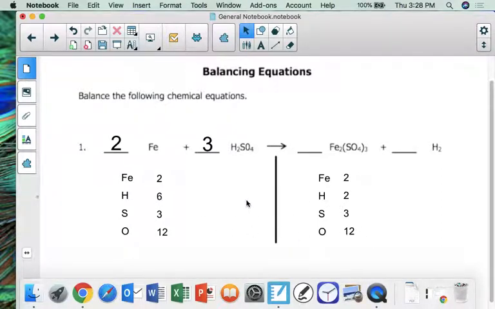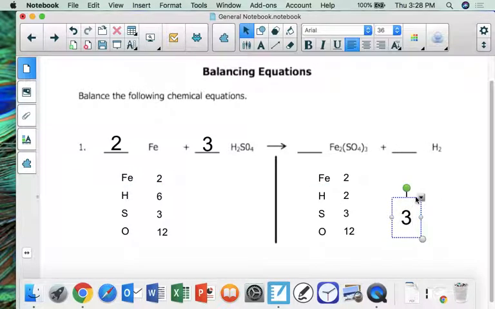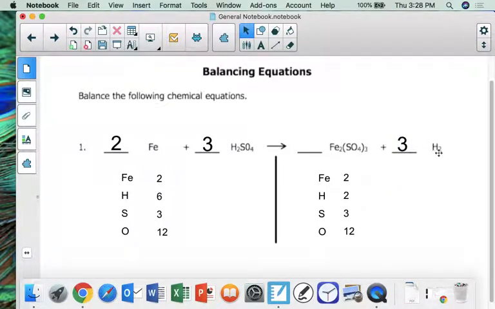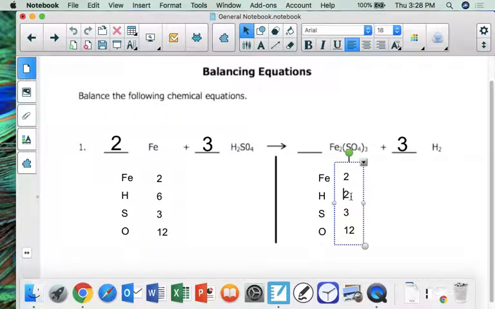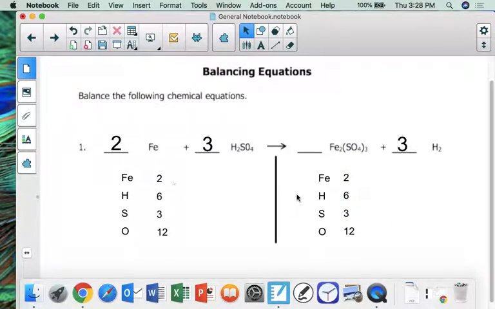So the last thing I have to do is balance this hydrogen, which is good because it's by itself. And it needs to be 3. So that way when I take the 3 multiplied by the 2, my hydrogen on the right hand side now becomes 6. So now I'm at 2, 6, 3, and 12. And that is how you balance an equation.